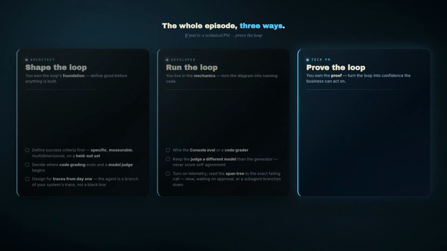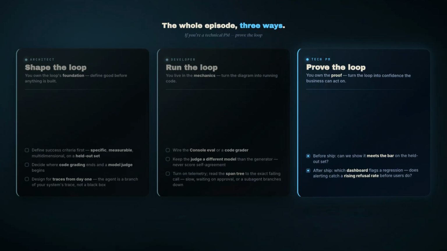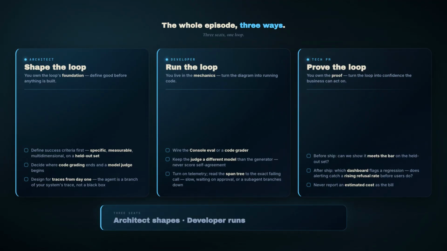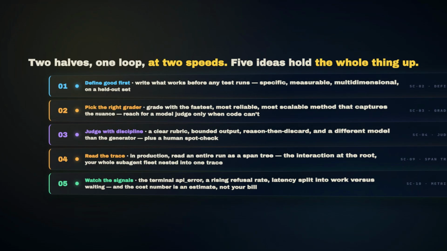If you're a technical PM, you own the proof. Before ship, can we show it meets the bar on the held-out set? After ship, which dashboard tells us it regressed? And does alerting catch a rising refusal rate before users do? And never report an estimated cost as the bill. Three seats, one loop. The architect shapes it, the developer runs it, the PM proves it. Two halves, one loop at two speeds.